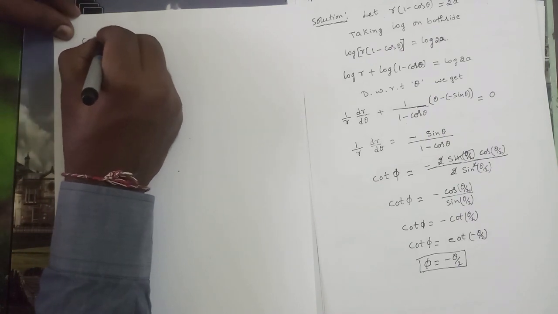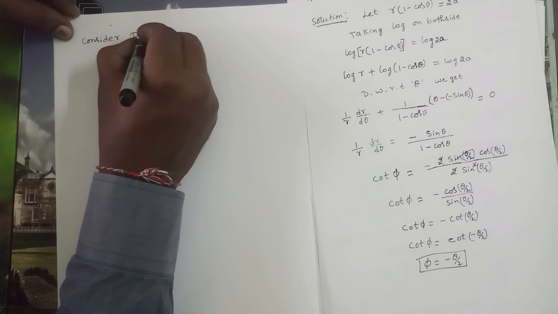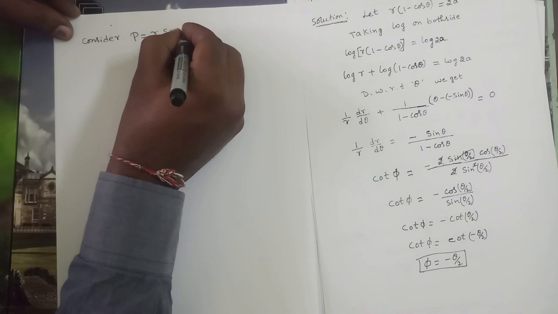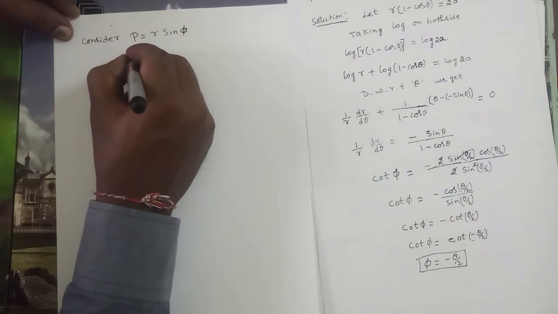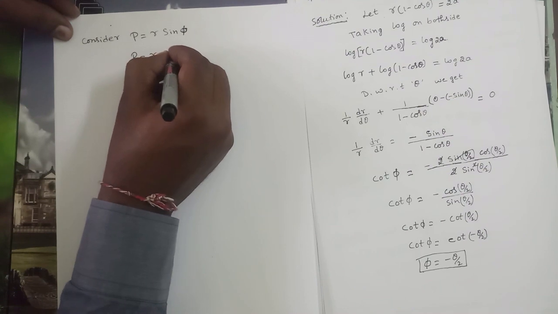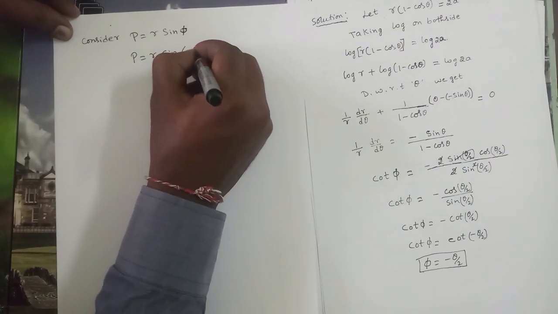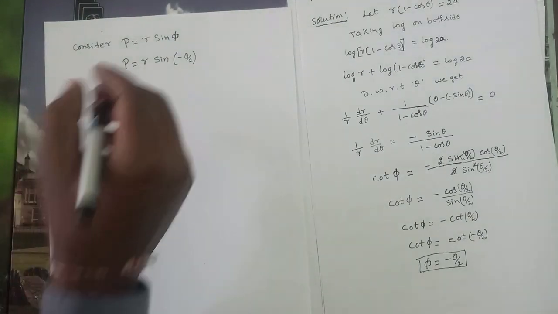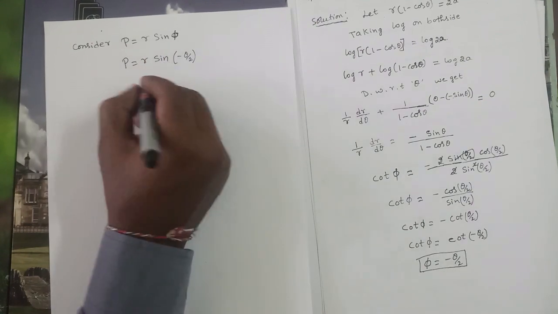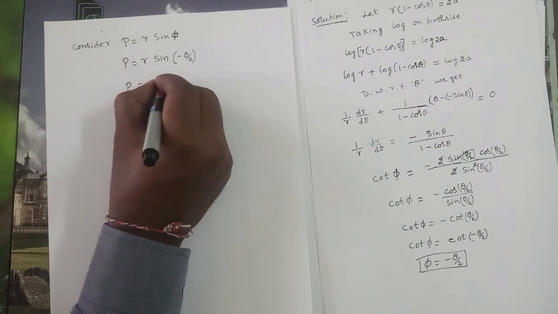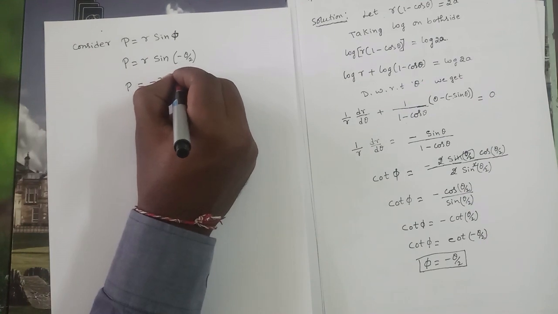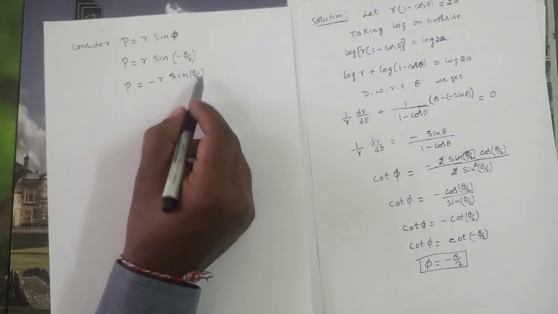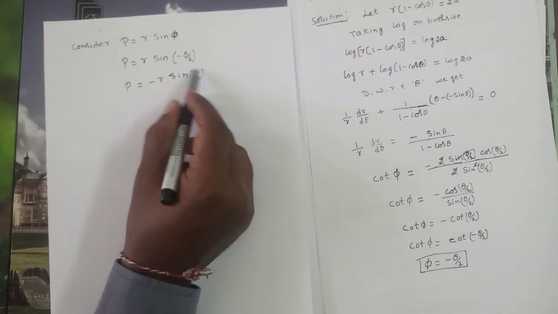Consider p is equal to r sin phi. So p equals r into sin of minus theta by 2. So here sin of minus theta is minus sin theta, so minus r into sin theta by 2. Now you have to replace theta here by sin theta by 2.